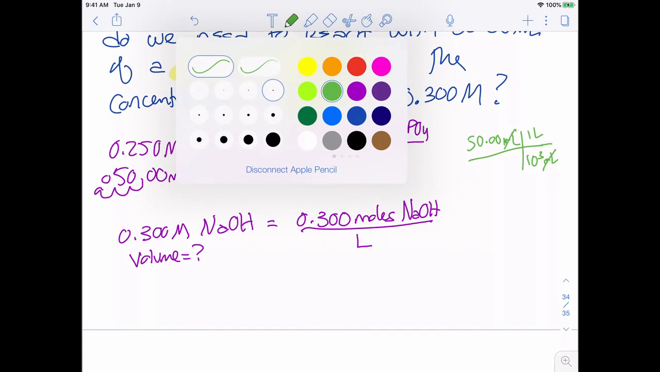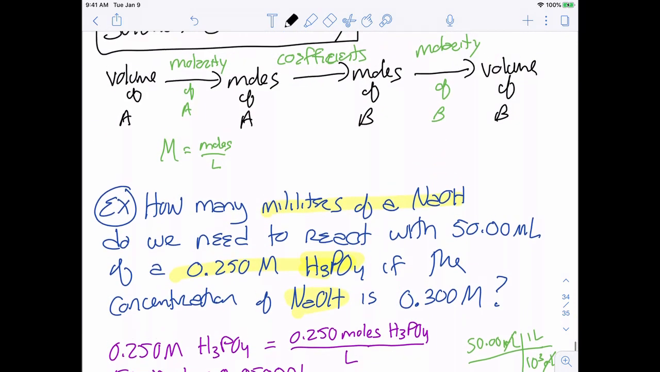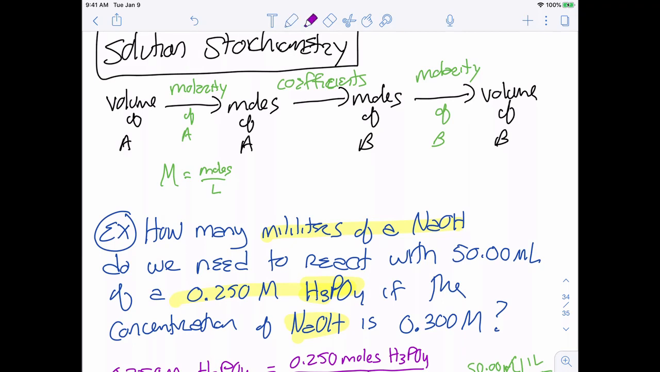The other thing I need is my balanced equation. I can't convert from one thing to the other without my coefficients. I can't have my coefficients if I don't have my equation. If we go back up, my coefficients are how we're going to convert. So I need to write my balanced chemical equation.